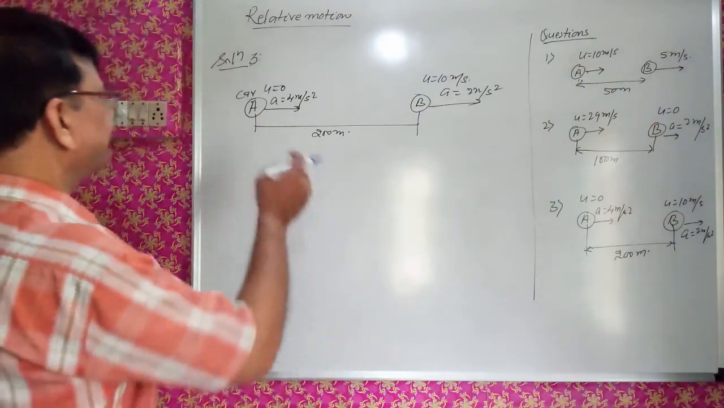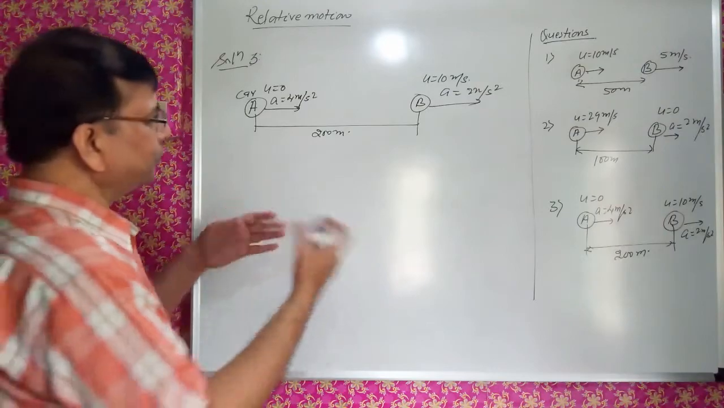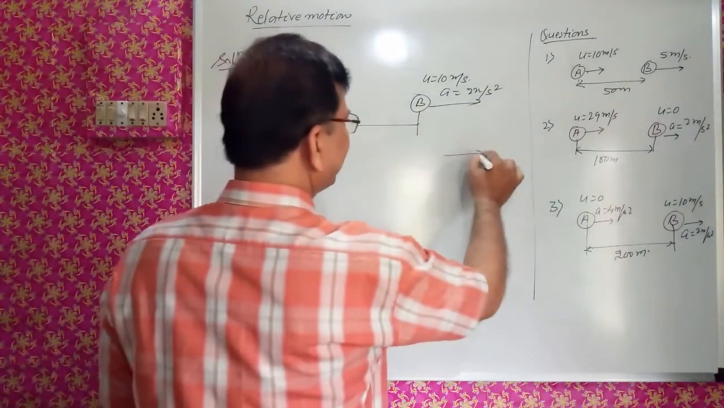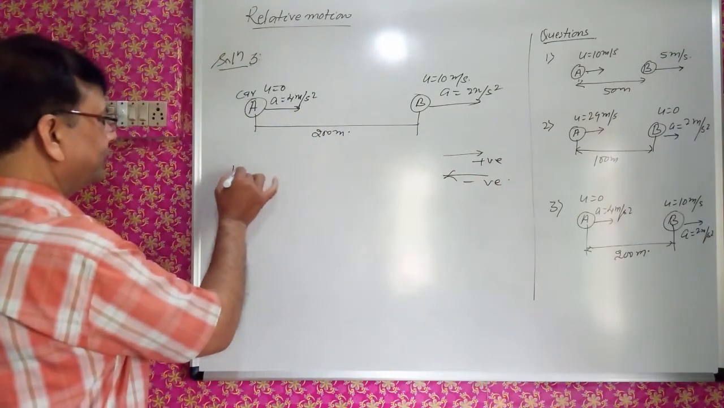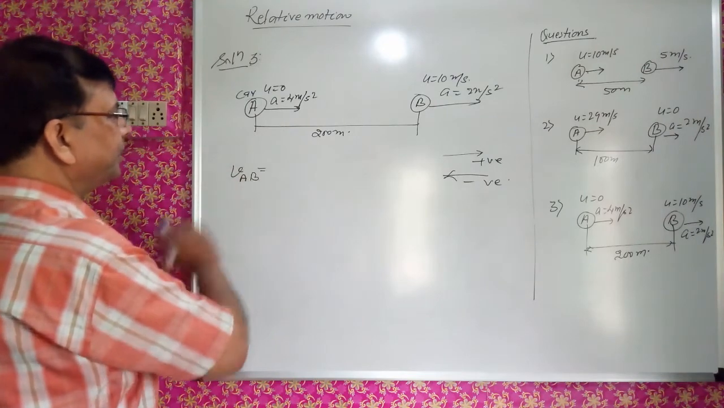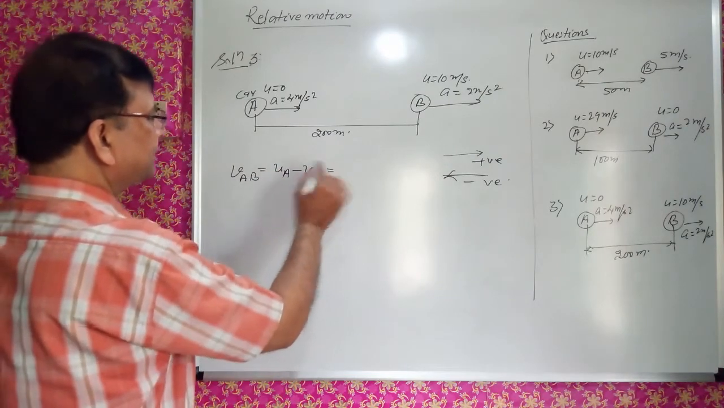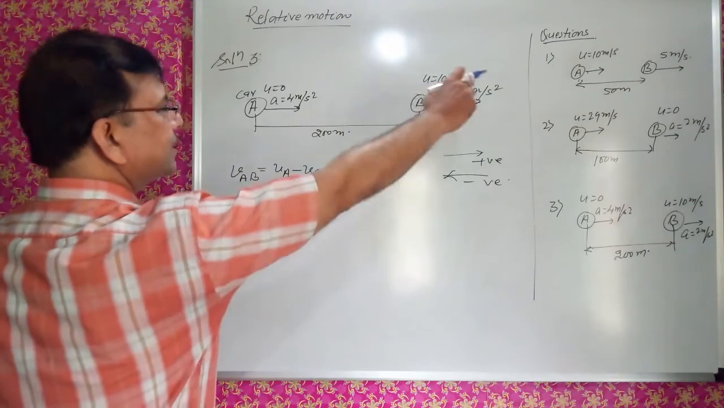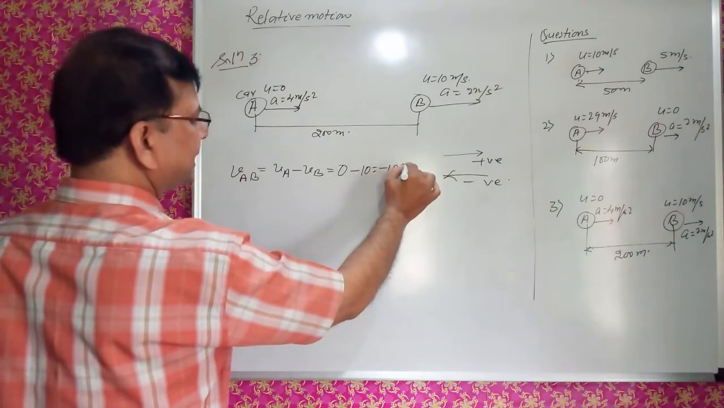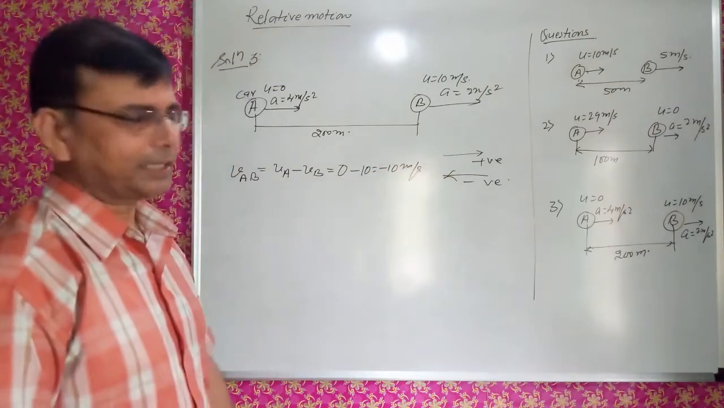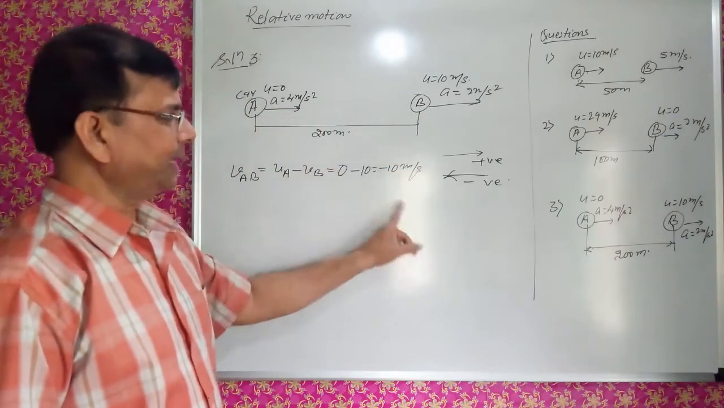In a similar fashion, we will find the velocity of A with respect to B, and we will take the magnitude directly because plus and minus will take the direction. So this direction is taken as positive, this direction is taken as negative. So we will take velocity of A with respect to B. The velocity of A is 0, minus, in this direction which is positive, minus 10, that is minus 10 meters per second. This is the velocity. Means with respect to B, A will be having opposite direction, minus 10 meters per second.